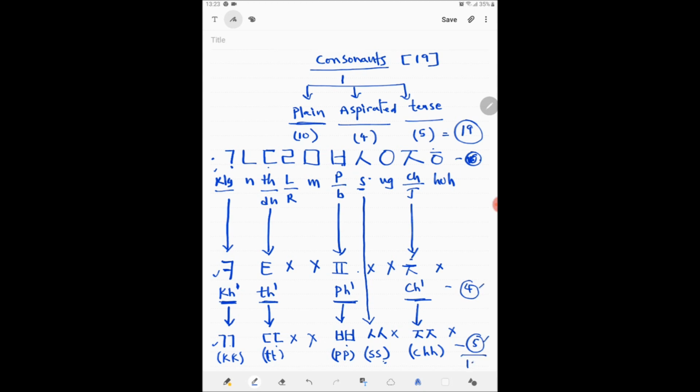Together, how much is it? It is 19 in number. So the total consonants are 19. This is about the Korean consonants.